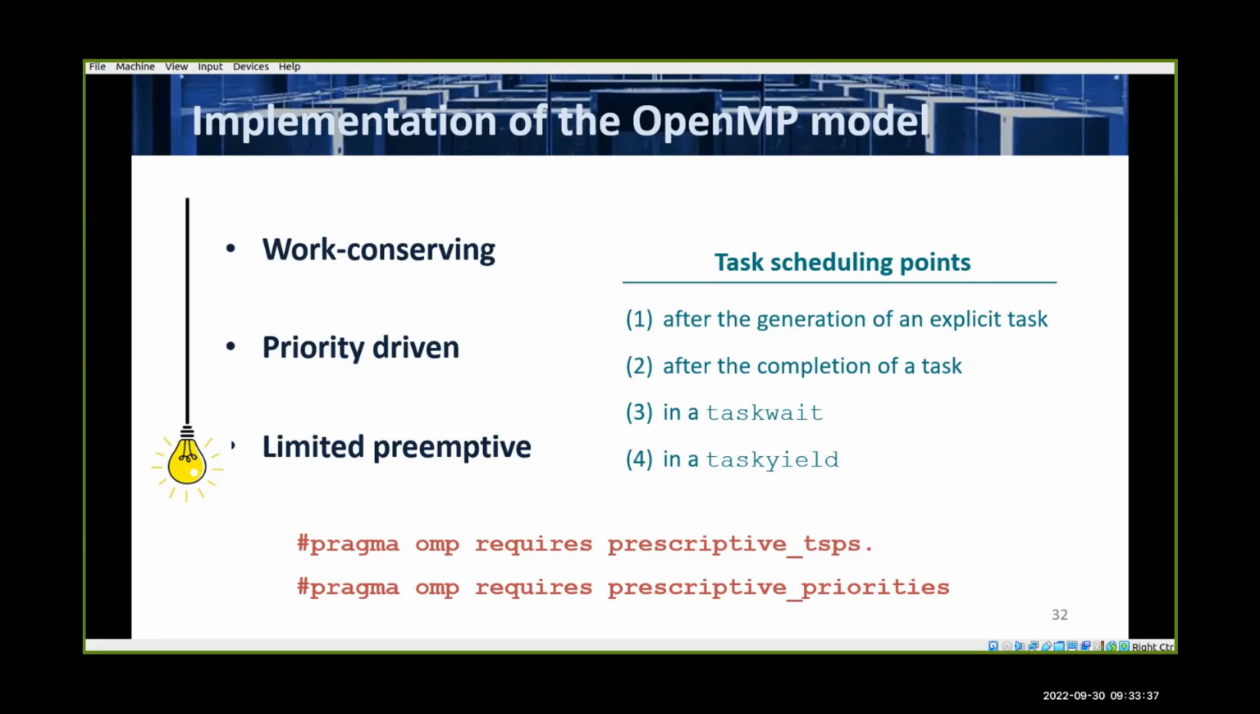For this, we could use what the OpenMP specification is already offering us, the pragma omp requires, because this is at the end something about the implementation, not the specification. So we could just say, we require prescriptive task scheduling points, and for priorities, we require prescriptive priorities.